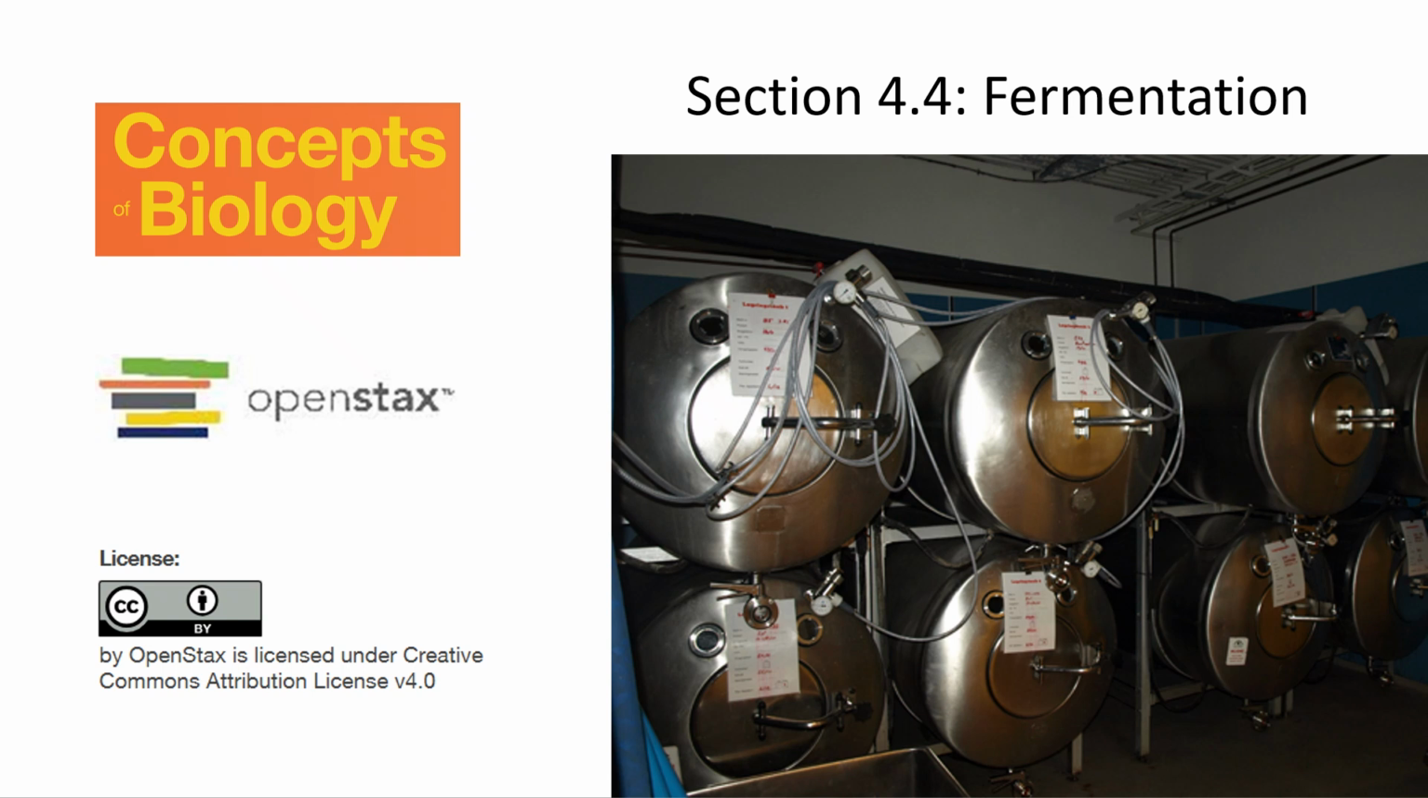Welcome to section 4.4, Fermentation. In this section, we'll examine how cells deal with energy production when oxygen is unavailable or in short supply. We'll focus on fermentation, a process that keeps glycolysis going when oxygen is limited or absent. It may not be efficient, but it's a powerful adaptation for survival.